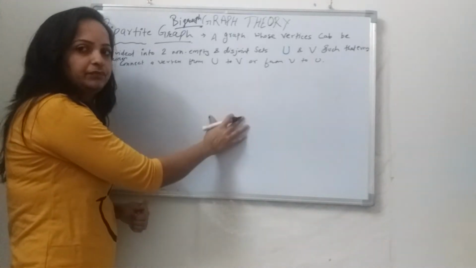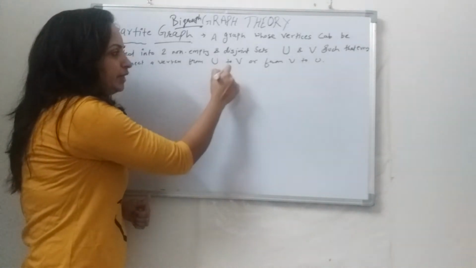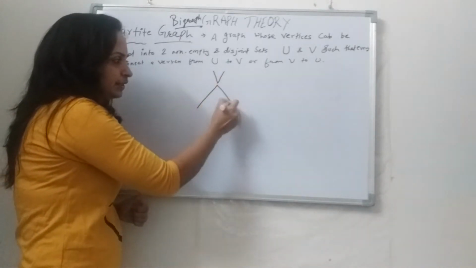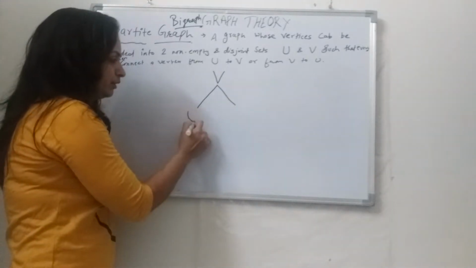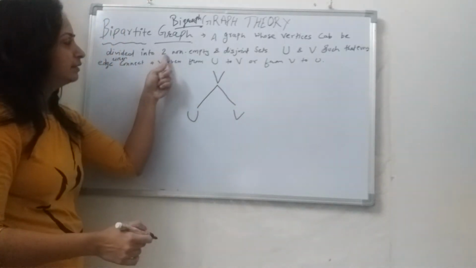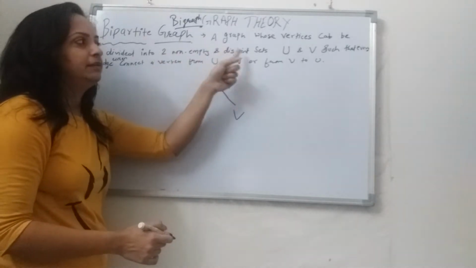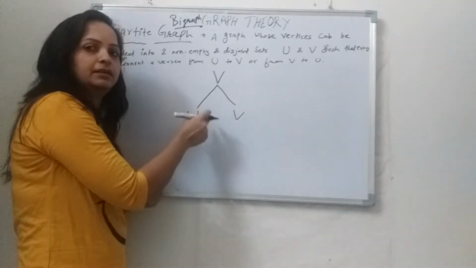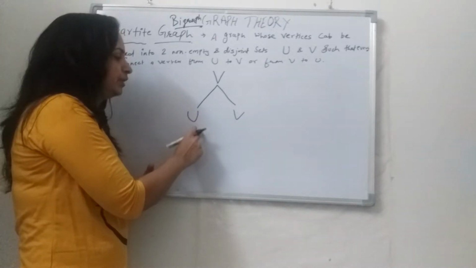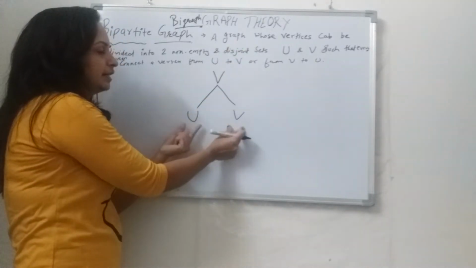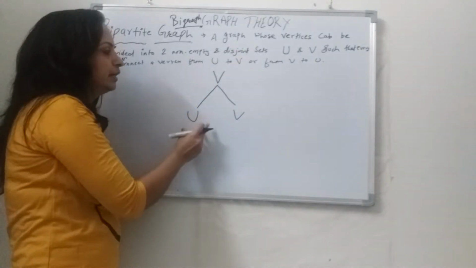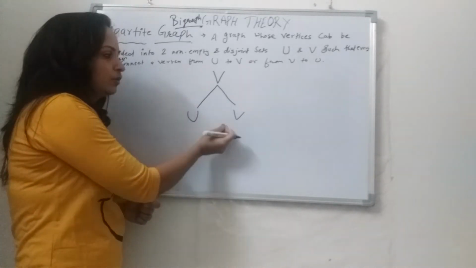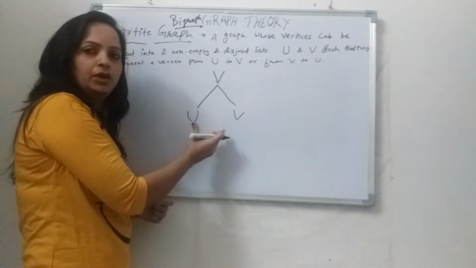If I have a graph with a total of V vertices, and I can divide these vertices into two sets, set U and set V, the sets should be non-empty and disjoint. So neither set should be an empty set, there must be at least a single vertex in each set, and these two sets should be disjoint, so there should be no common element. That means a vertex can be either in this set or in this set. A vertex cannot be in both of the sets.